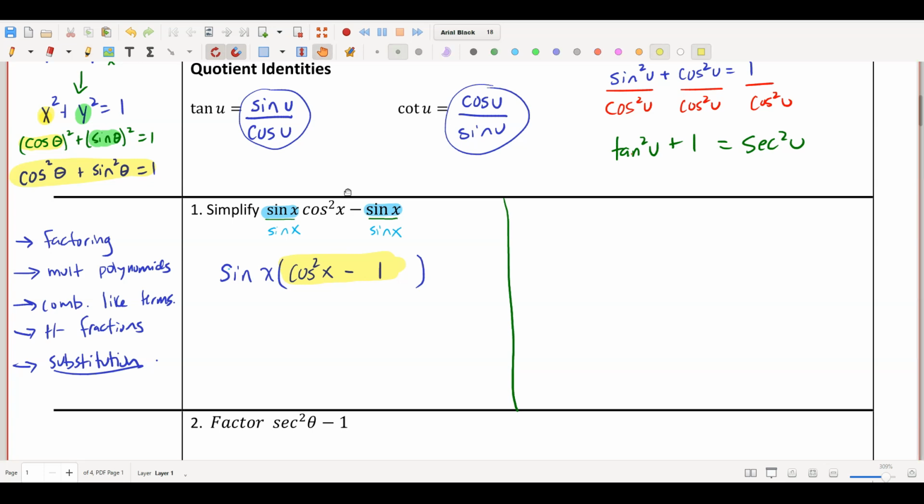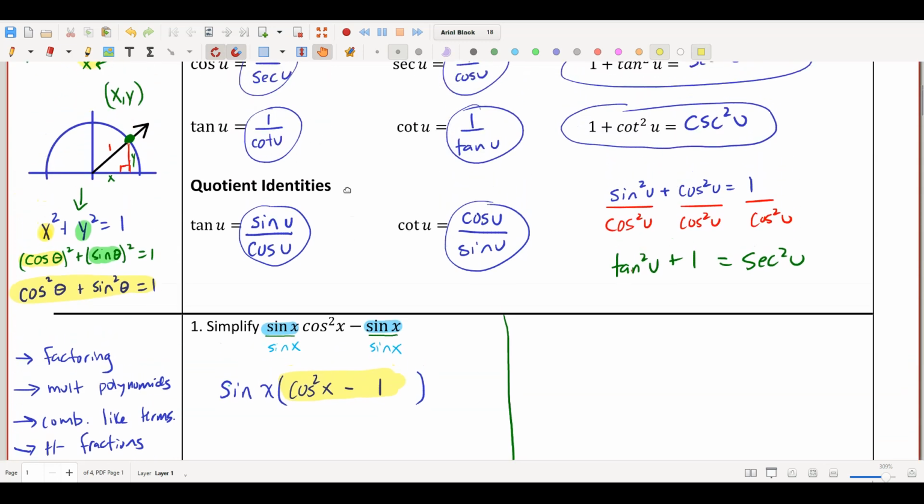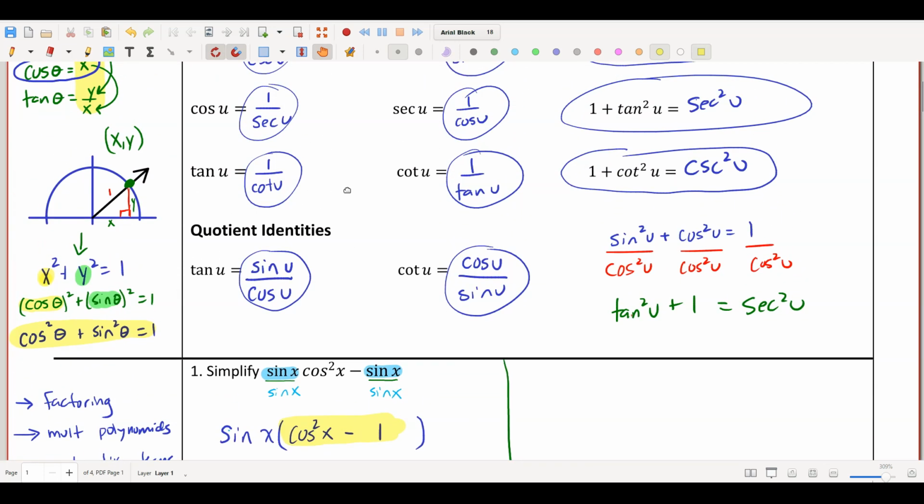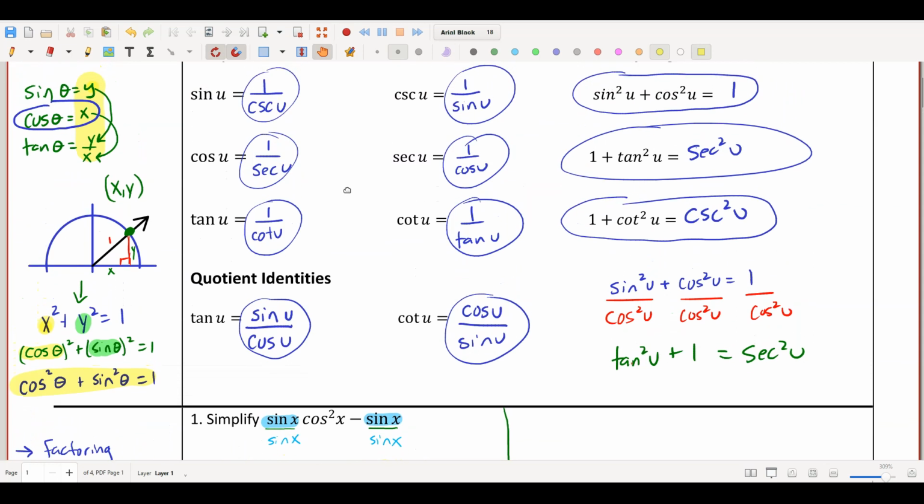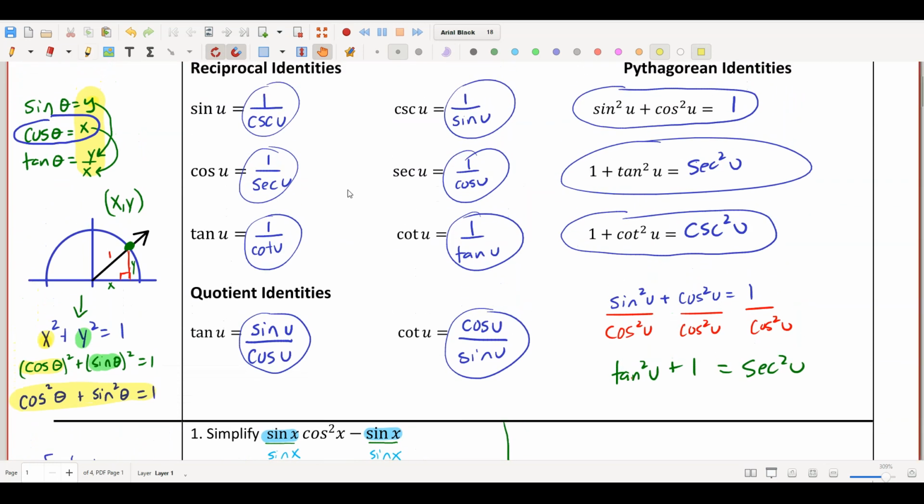So I'm going to look up, and this kind of looks like a Pythagorean identity, maybe. I look up here, and is there a cosine squared x minus 1? So I'm looking over here for a cosine squared x minus 1. I do not see a cosine squared minus 1 anywhere in this problem. However, we can make one of those. Okay, so I don't see it right away, but this is a really, really important thing that you have to be able to do.